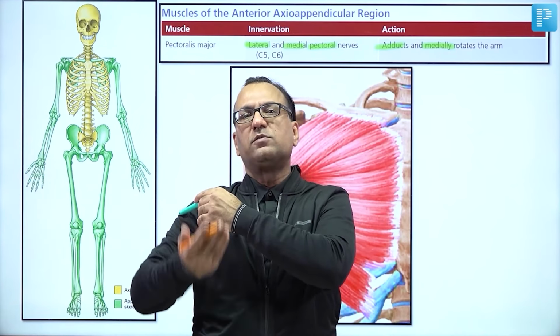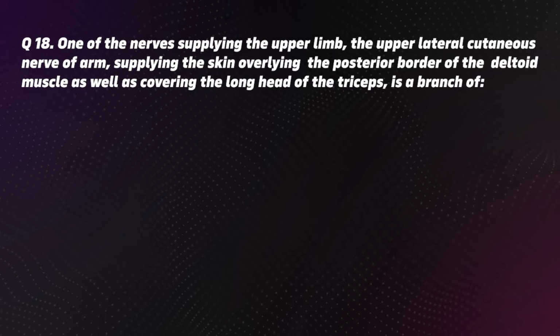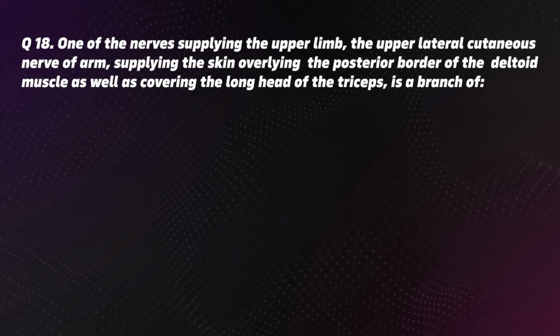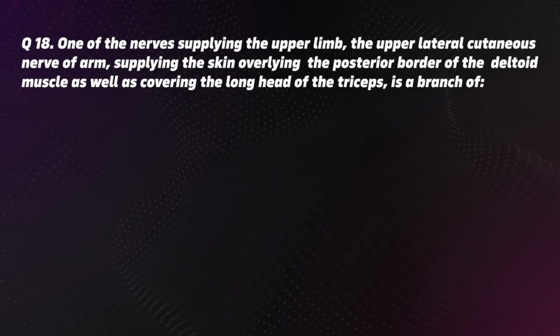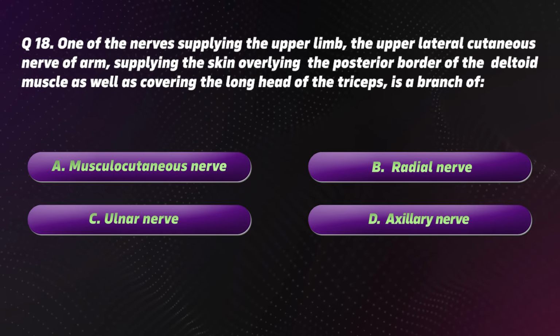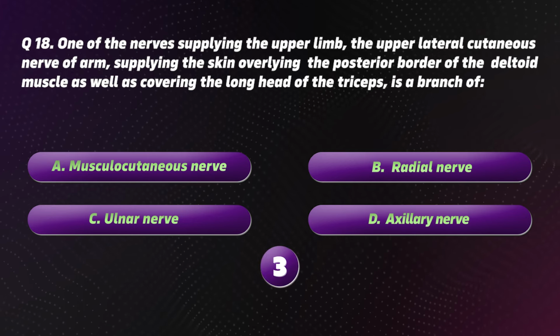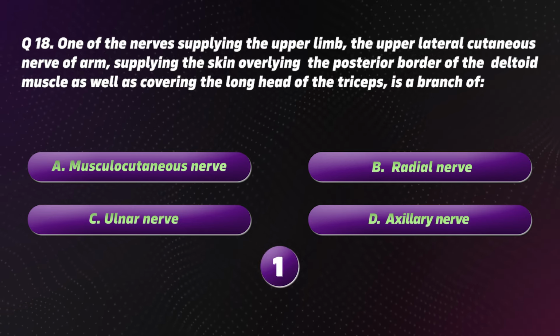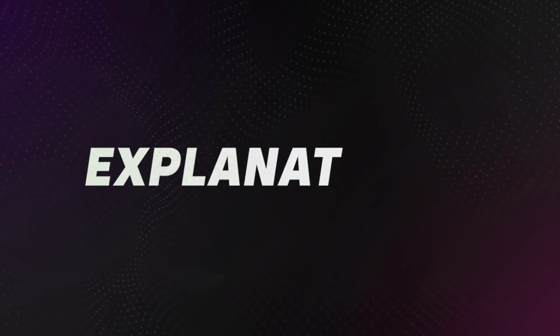Question 18. One of the nerves supplying the upper limb, the upper lateral cutaneous nerve of the arm, supplying the skin overlying the posterior border of the deltoid muscle as well as covering the long head of the triceps, is a branch of. Here are the options. A. Musculocutaneous nerve. B. Radial nerve. C. Ulnar nerve. D. Axillary nerve. And the correct option is D, axillary nerve. Here's the explanation.